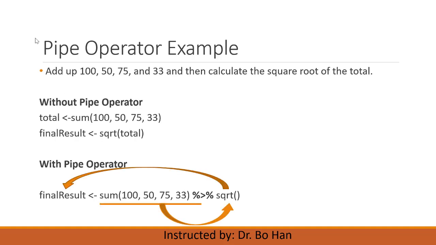This means in the future, when you use the pipe operator, you do not need to worry about the first parameter of the next function, because the pipe operator will take care of that. You don't need to manually type the first parameter of the next function. Remember this key feature, very important.